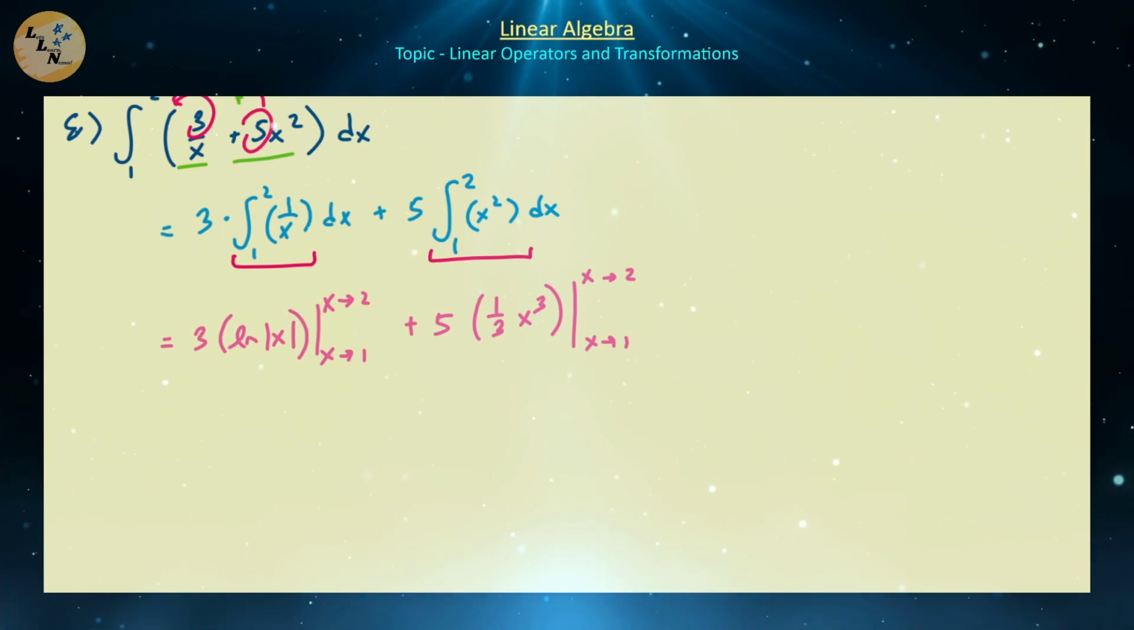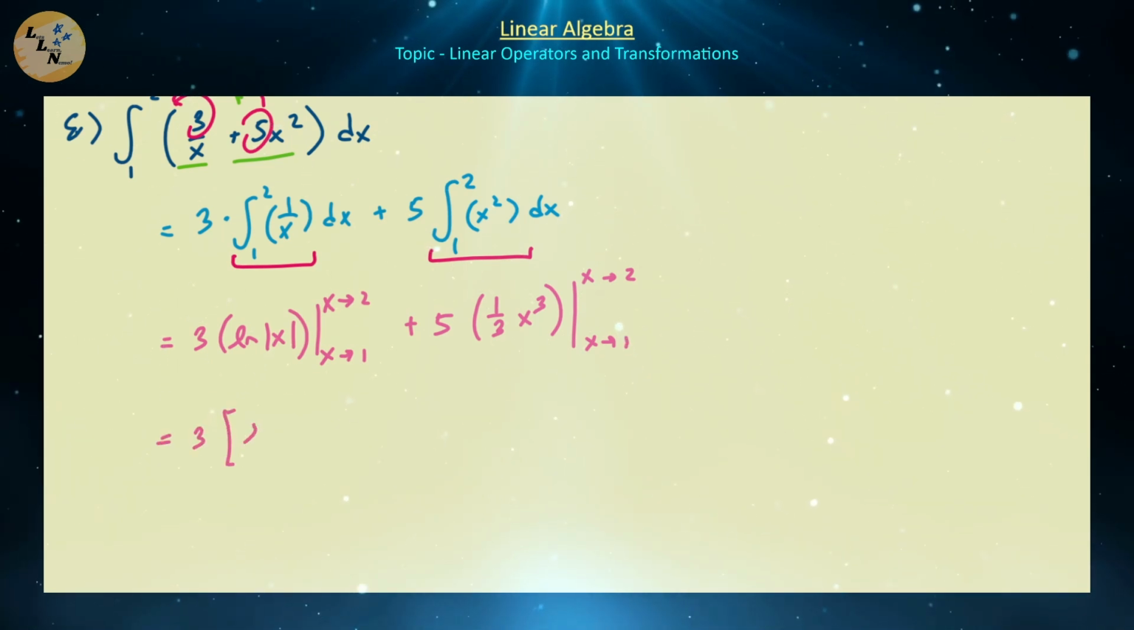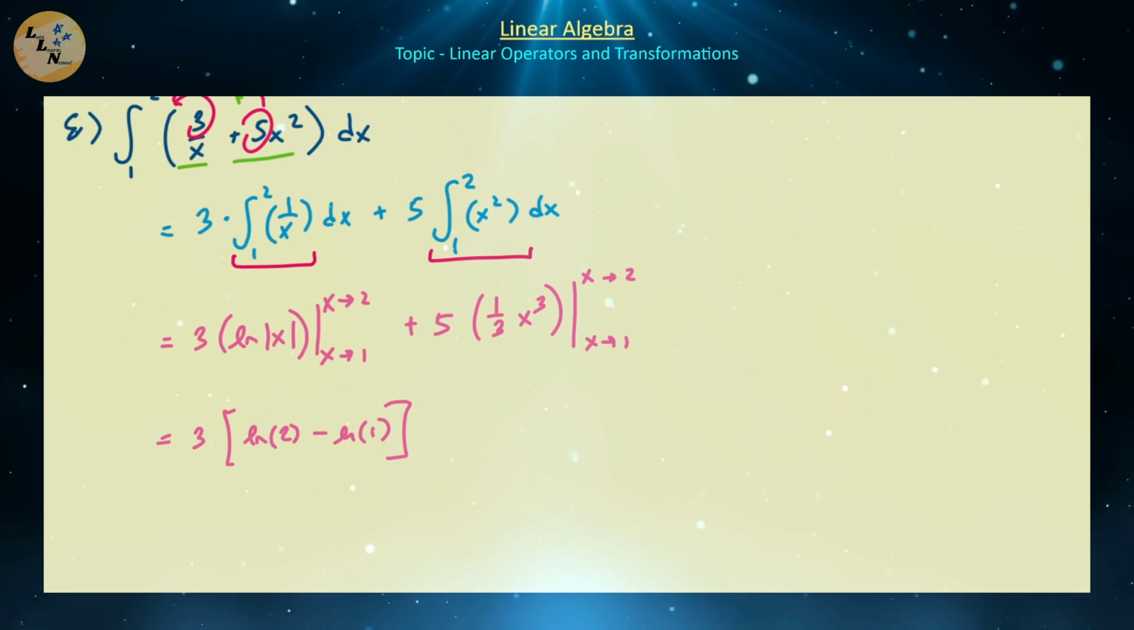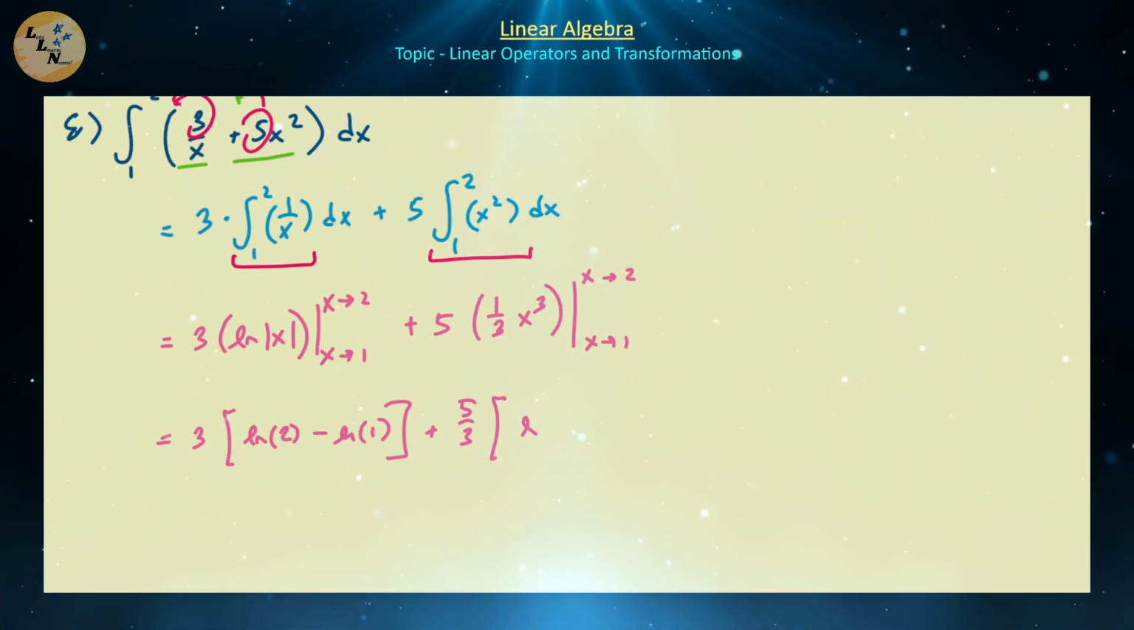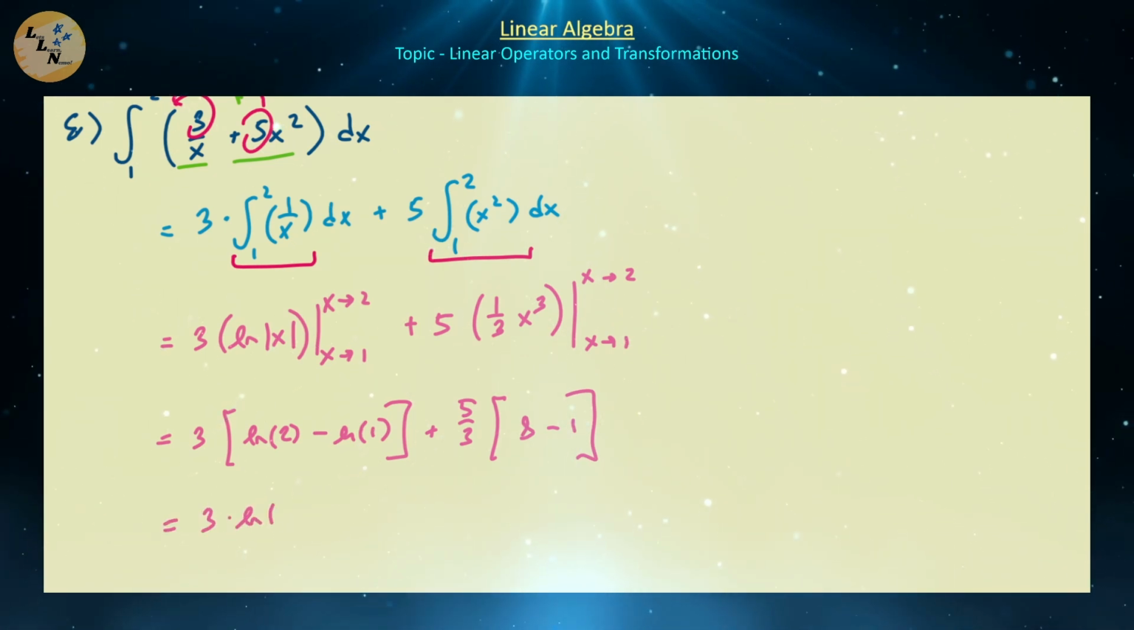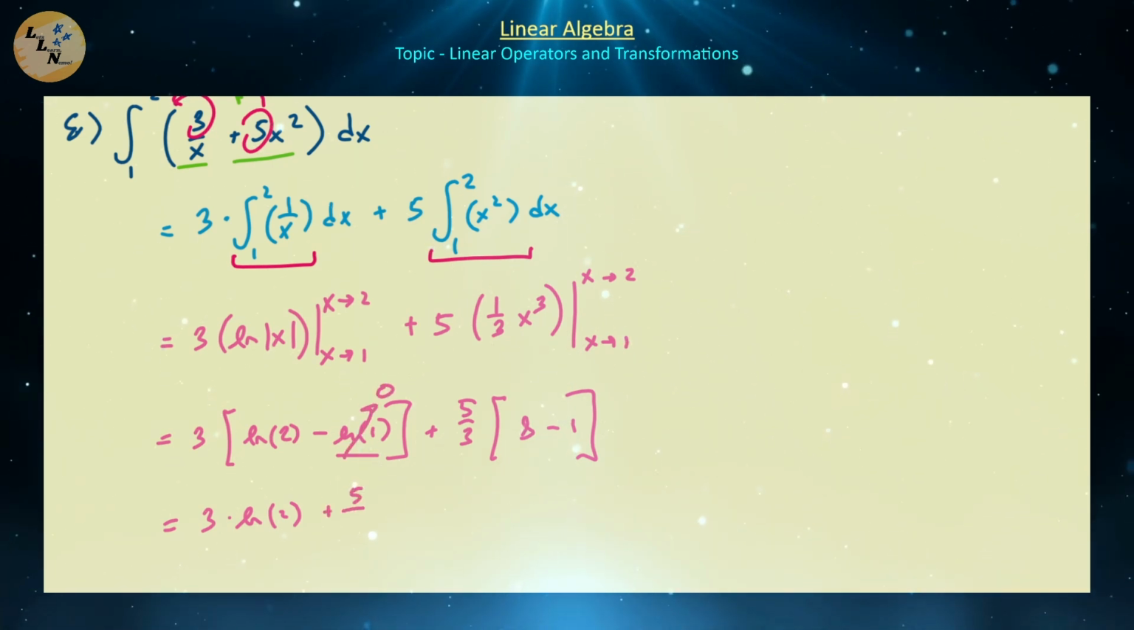So this first term is going to be equal to what? We're going to have the natural log of the absolute value of 2, and the natural log of the absolute value of 1. And then we have 5/3. We can multiply those constants together with no big deal. And then we're going to have 2 cubed, which is going to be equal to 8, and then 1 cubed, which is going to be equal to 1. So over here we have 3 times the natural log of 2, because the natural log of 1 is just going to be equal to 0. And then we have 5/3 times 8 minus 1, and 8 minus 1 is just going to be equal to 7.